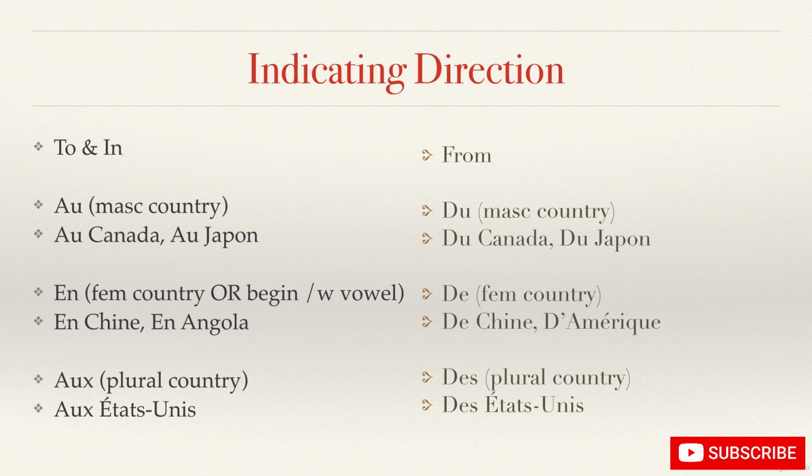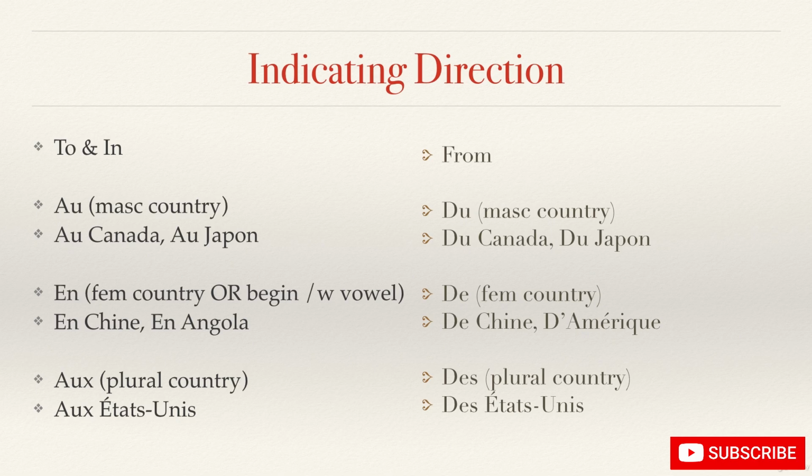So when we say to or in a country or a region, we would say either au, en, or aux. So remembering what we talked about in the last video about masculine countries, with masculine countries, we use au. So for example, au Canada, au Japon. So this would just mean to Canada or to Japan, in Japan. With feminine countries, or any country that begins with a vowel, here we have en Chine, which is a feminine country, so to China or in China.